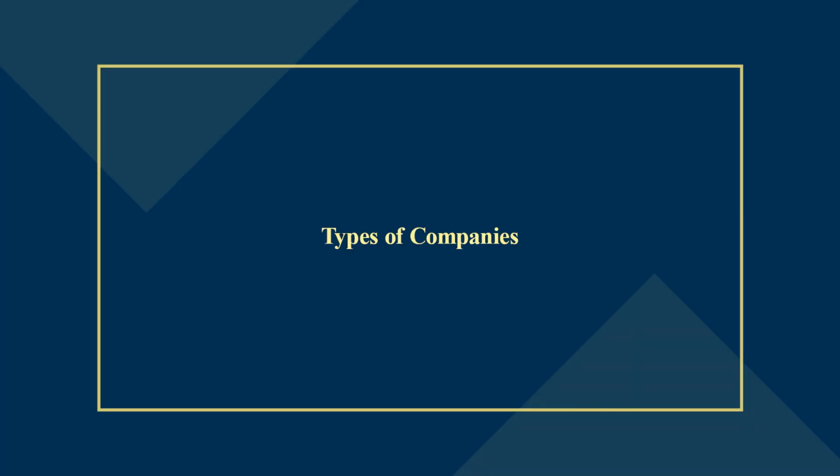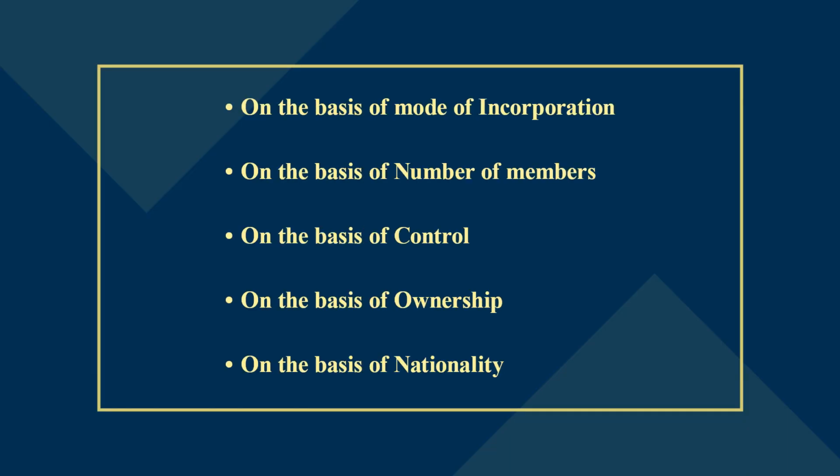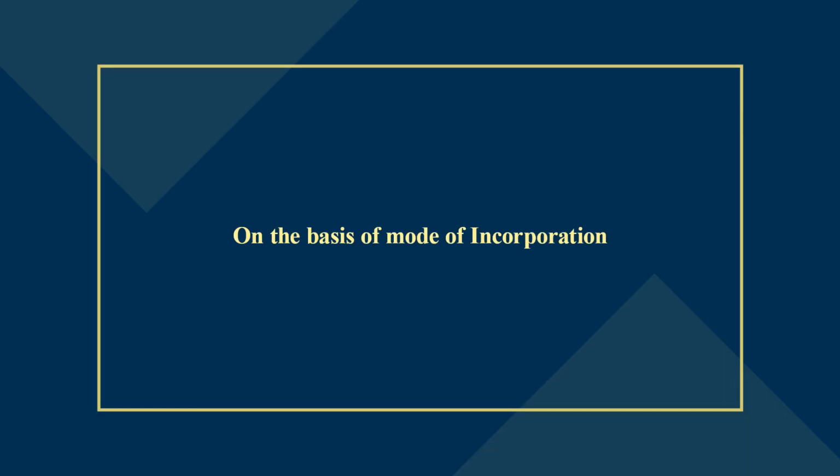Now let's move to the different types of companies. Types of companies can be categorized on the following basis: on the basis of the mode of incorporation, on the basis of number of members, on the basis of control, on the basis of ownership, and finally on the basis of nationality. Now let's move to the first type of categorization, that is categorized on the basis of mode of incorporation. Firstly comes the statutory company.